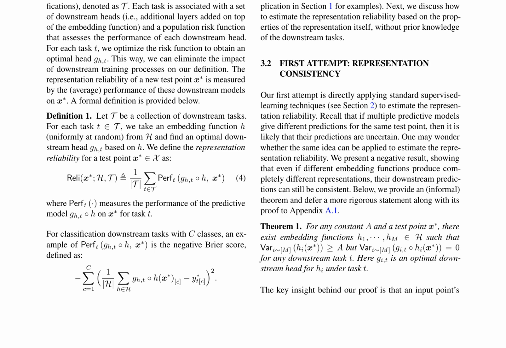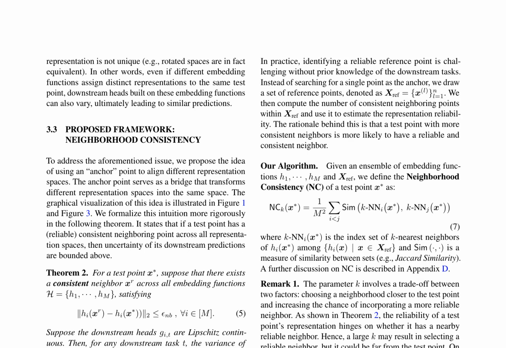This research lays the foundation for estimating representation reliability without prior knowledge of downstream tasks, a crucial step in developing more effective and efficient representation learning methods. By understanding the relationship between representation reliability and neighborhood consistency, researchers can develop more robust and reliable representations, ultimately leading to improved downstream model performance. The authors propose a novel framework to address the issue of non-unique representation spaces in deep learning models.